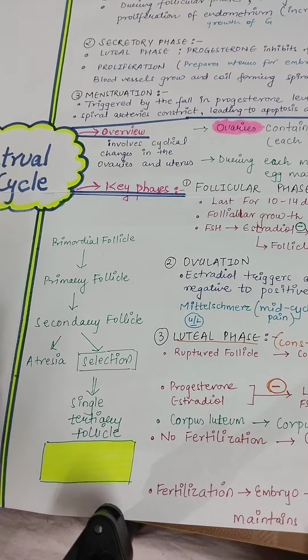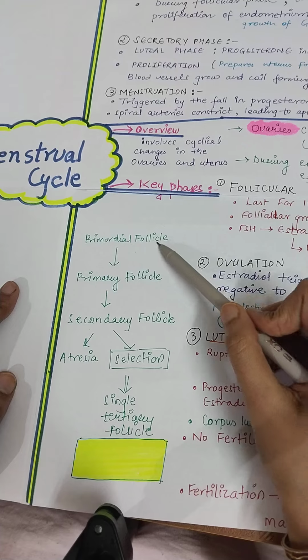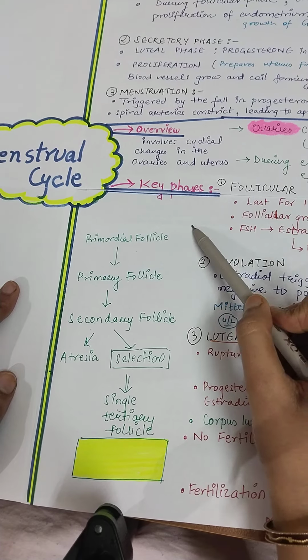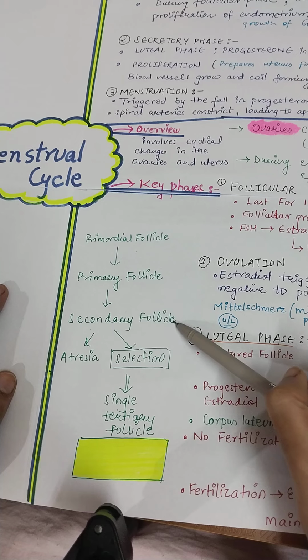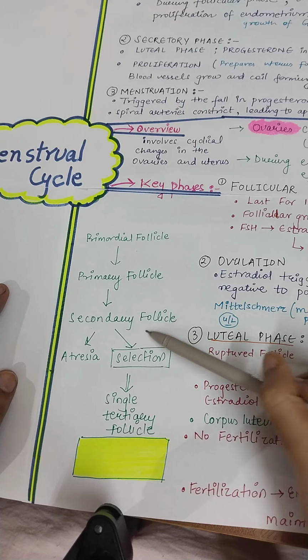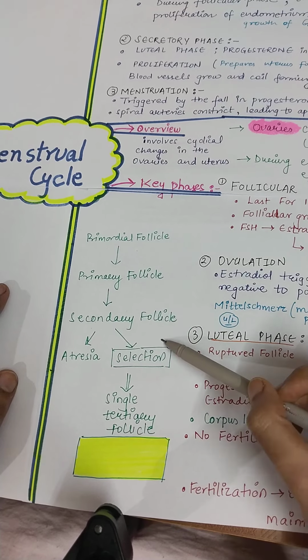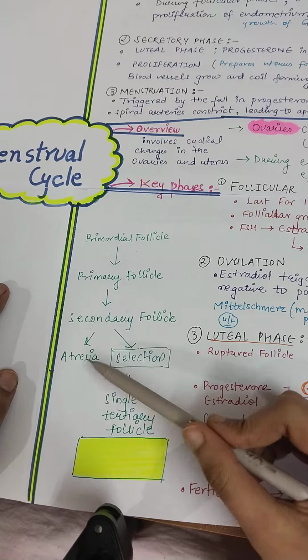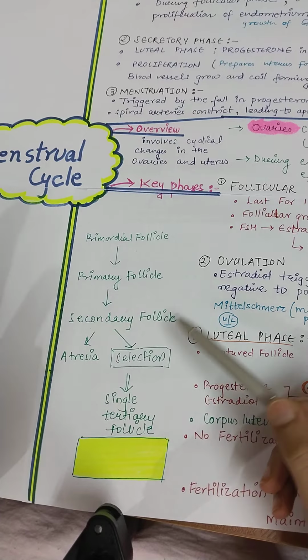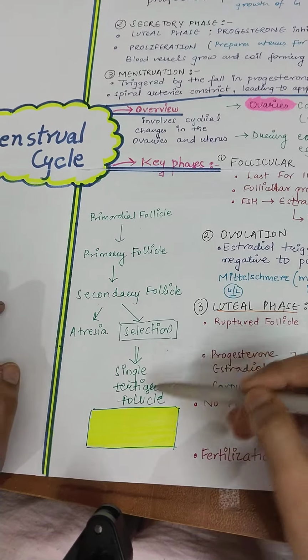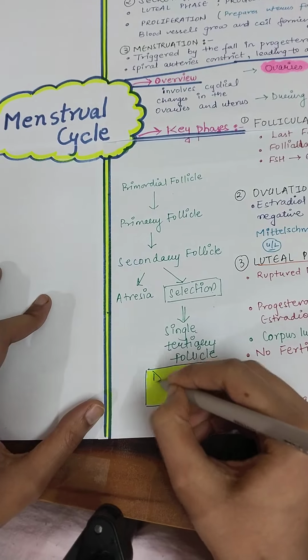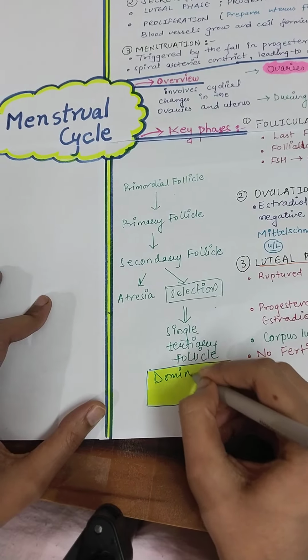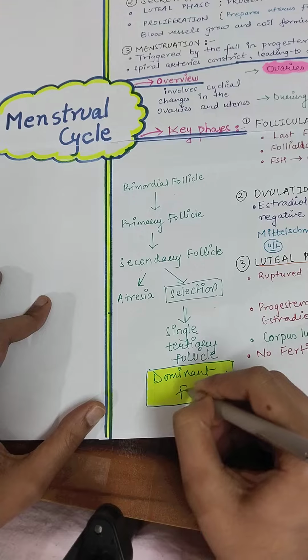Before starting with this, first we'll discuss the primordial follicle, which further develops into a primary follicle, then a secondary follicle, out of which one will be selected and the others will go into atresia. The selected one is a single tertiary follicle, which is known as the dominant follicle.